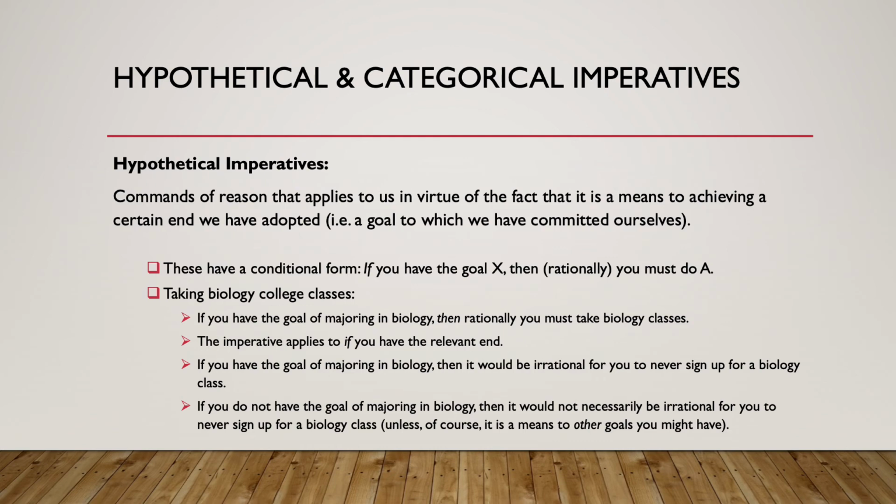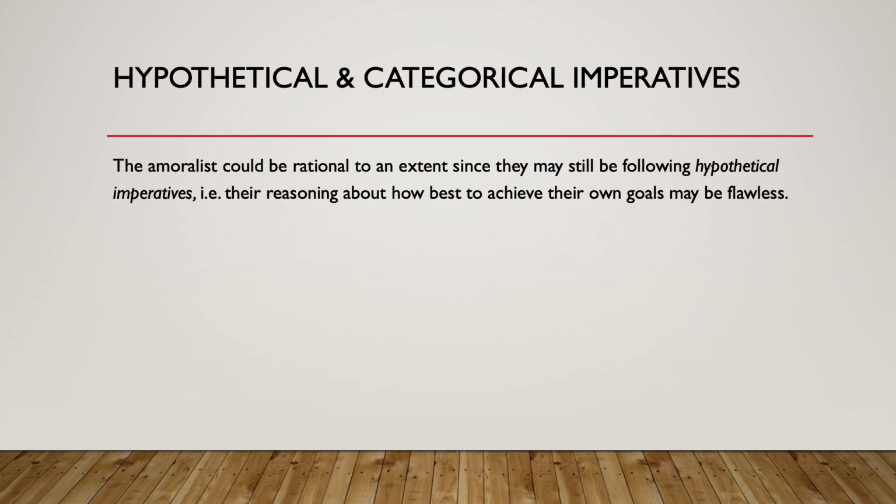But the point here is, look, if you don't have the goal of majoring in biology, then you don't necessarily have that reason to take biology classes either. All right. Now, the amoralist, so think back to the person who just doesn't care about morality. Well, they might be rational to the extent that they are still following hypothetical imperatives. They might still be reasoning well about the best way to achieve their own goals. So that reasoning might be flawless in that sense.